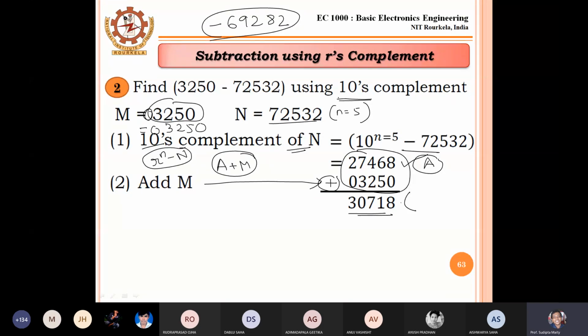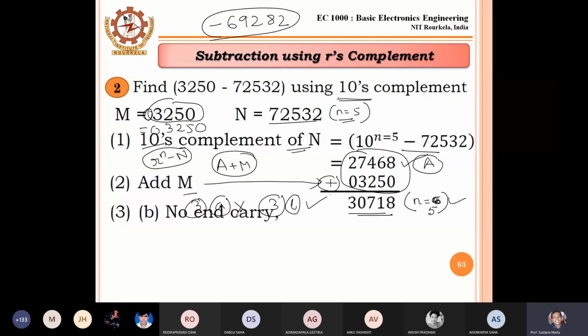How many bits are there? 5 bits. In the original problem, we have also 5 bits. After performing the addition, we also got 5 bits. So there is no end carry. So 3A cannot be done. So we have to go for 3B. So what does 3B state?